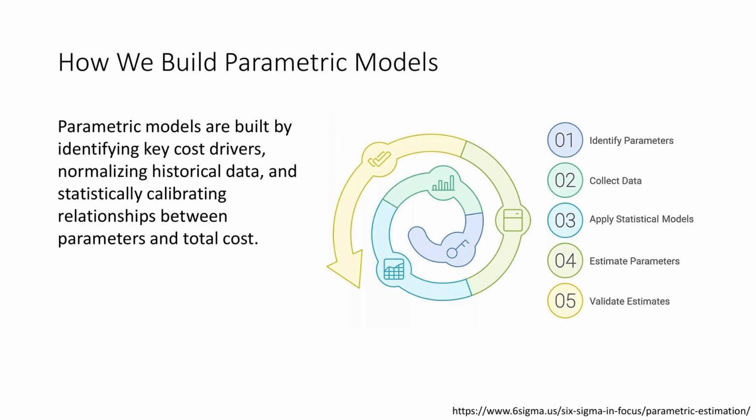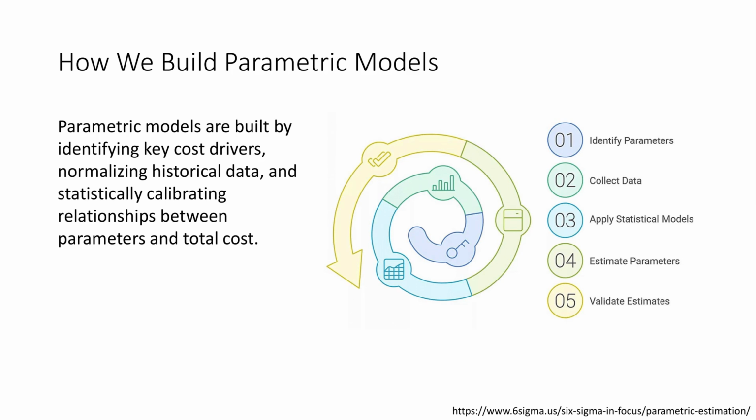This data must be normalized to the same scope, quality level, and base year so that differences in cost reflect the parameters, not noise. Then we apply statistical or empirical modeling to establish relationships between parameters and cost. This can range from simple ratios to regression-based models that quantify how cost changes as parameters change. In step 4, we calibrate the parameters, adjusting coefficients, factors, and assumptions so the model reflects typical projects rather than outliers. This is where professional judgment and domain knowledge shape the model.